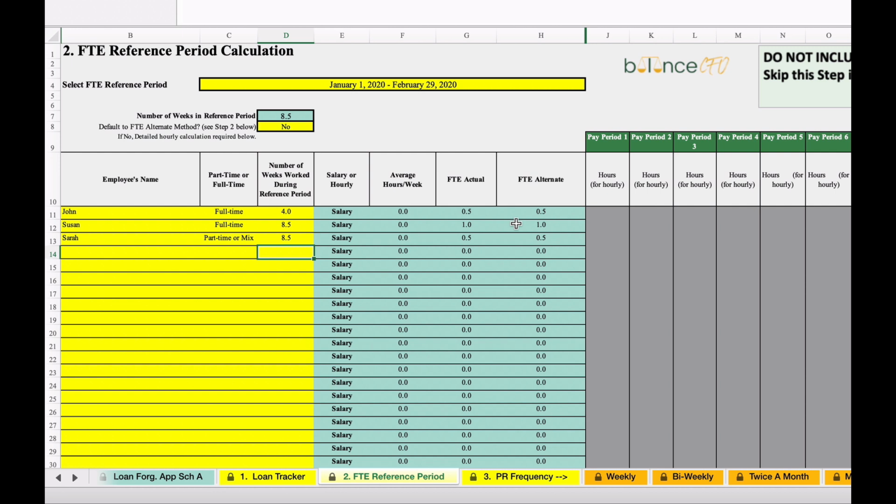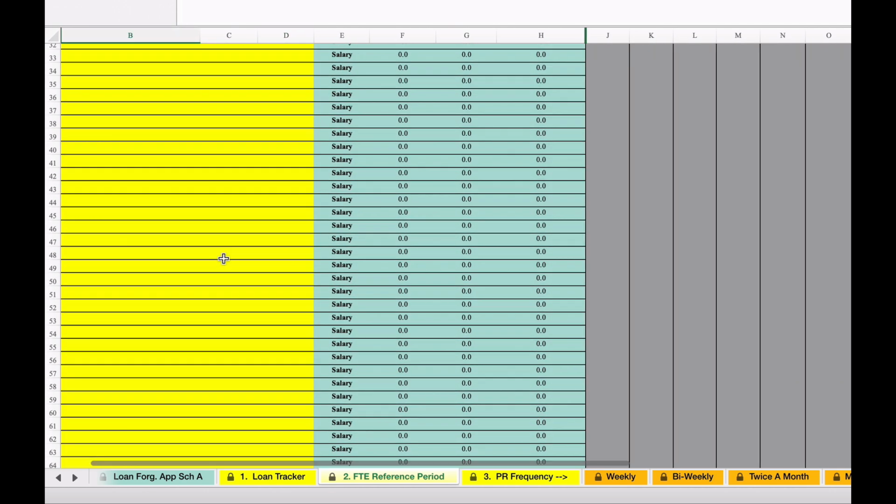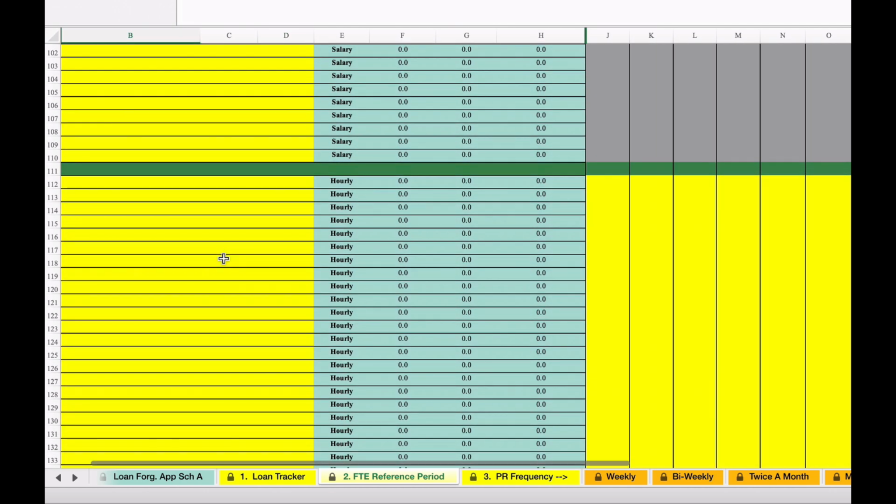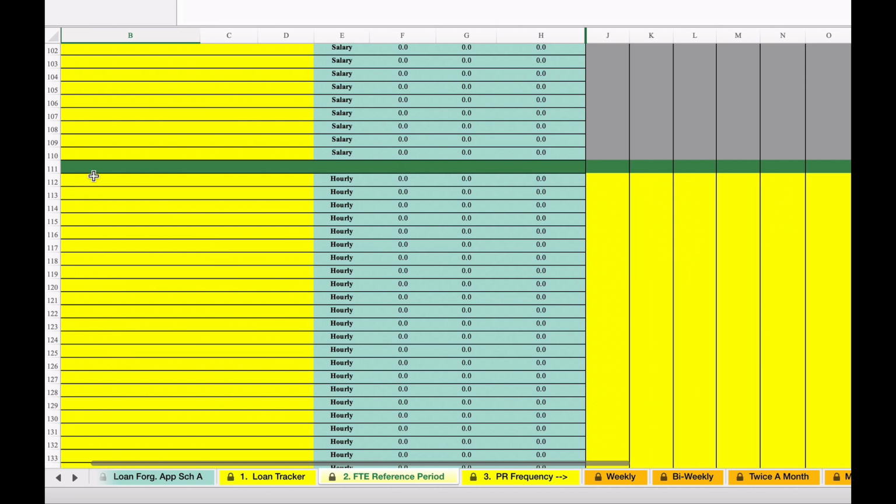Okay, so you can see that they calculate out, essentially based on that information that you put in, how many FTEs they are. And they might be the same or they might be different. So let's scroll on down. And then let's say we had a couple of hourly. So Max and Joe are both our hourly. We're going to say that they are both part-time hourly.